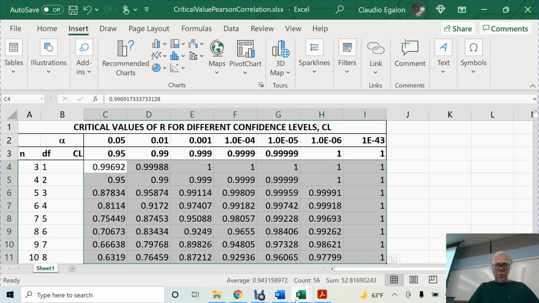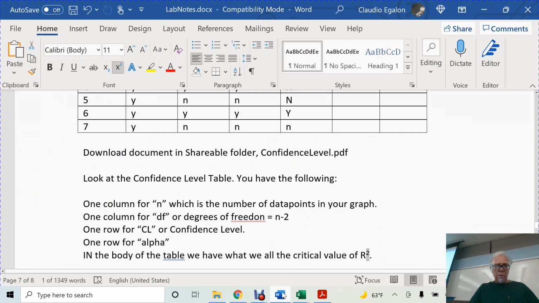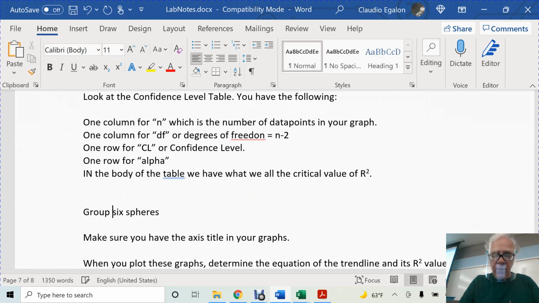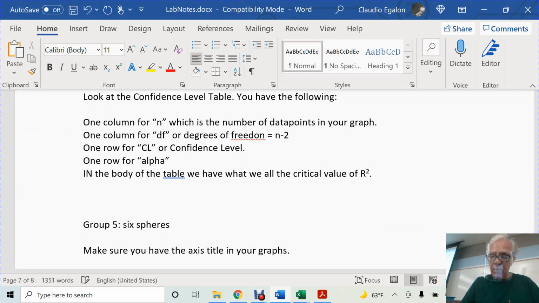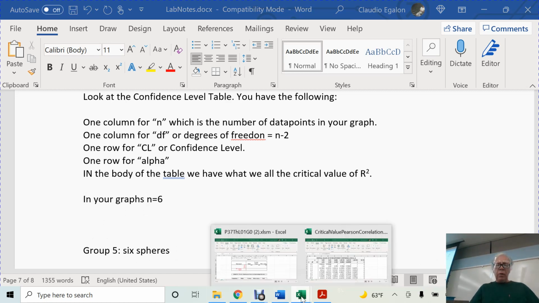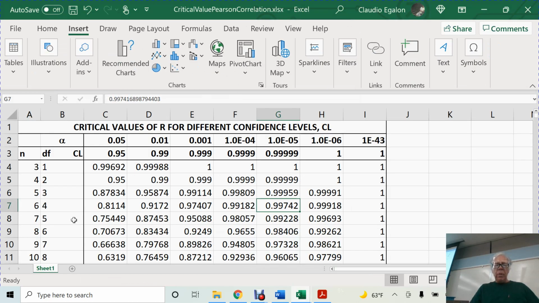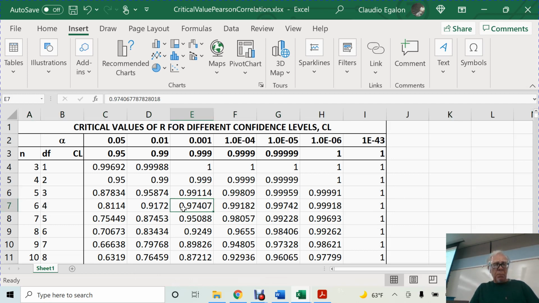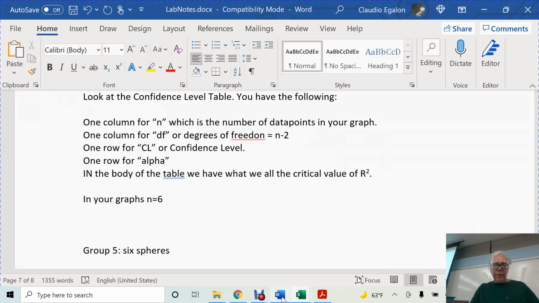And now we're going to learn how to use this table, okay? So suppose group 5. In your graph, n is equal to 6, right? So when you're going to use your table, you're going to pay attention only to this row. Make sense? Only to this row. And let's say you have an r squared that's exactly this value here.